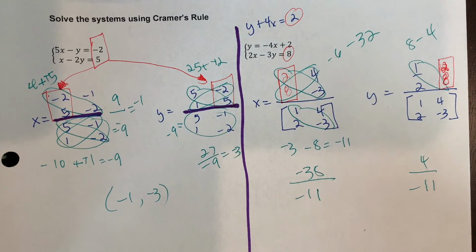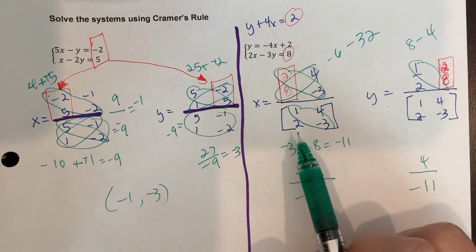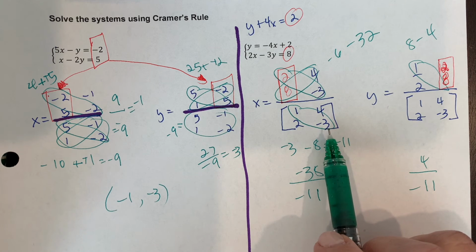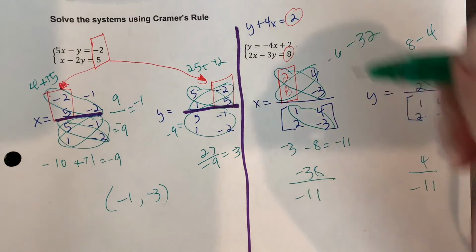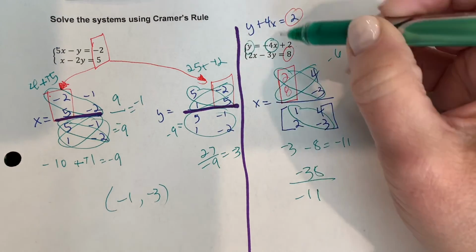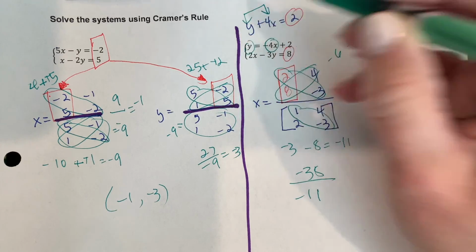Perhaps, did I make any kind of a mistake? 1, -4, 2, -3, and an 8. Oh, I see what I did. I really messed this one up. Okay, so I did move that over, but I should have switched the order of these.